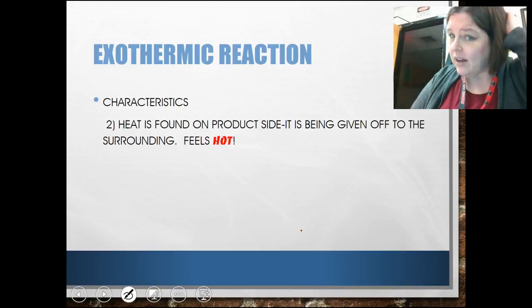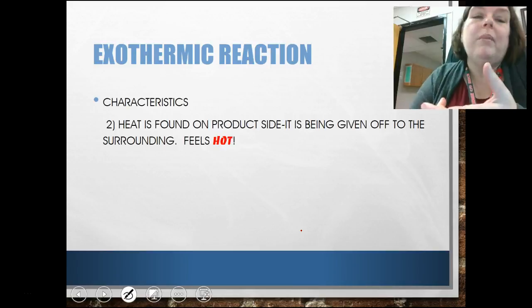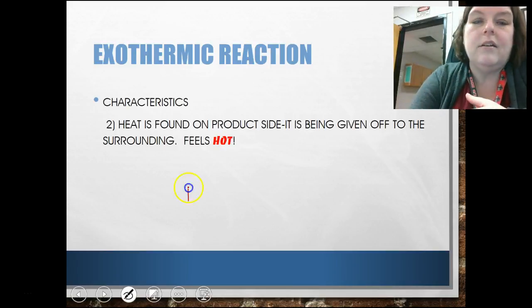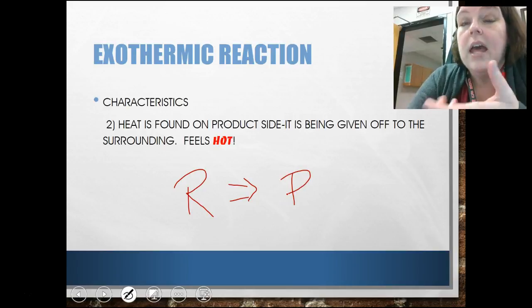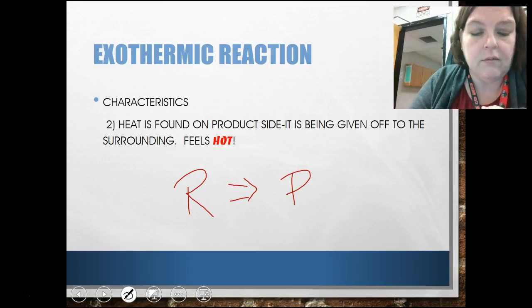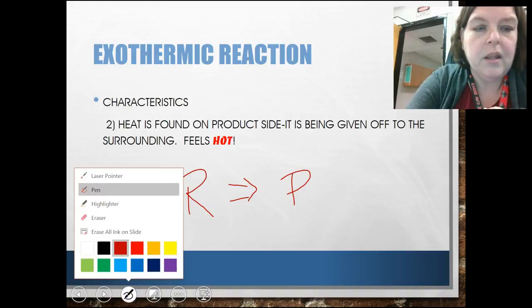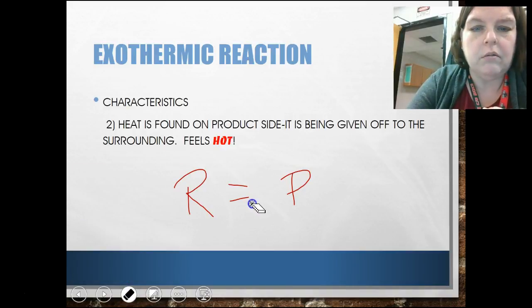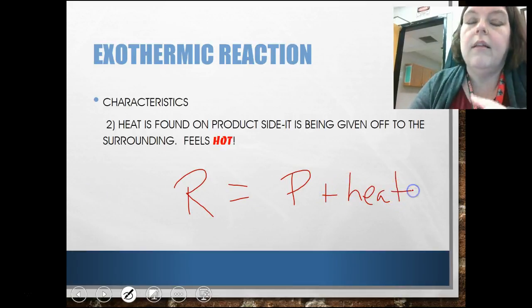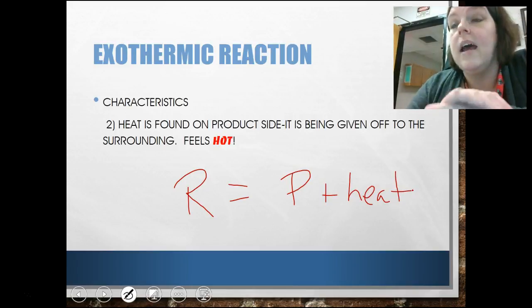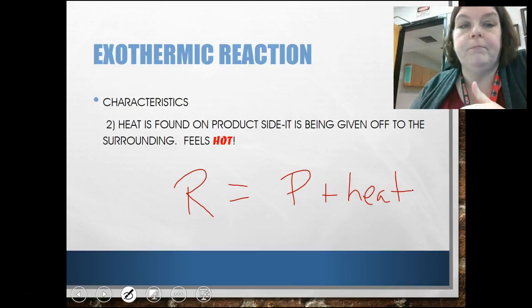Okay, heat is found on the product side. Why? Well, because it feels hot. So reactants have more energy than the products, right? There are the products, but the reactants had more energy to begin with. How do we balance it out and make it, instead of looking like a weird little symbol right there, how do we make them equal? Well, we have to add the heat energy right here. That makes them equal because the reactants had more energy overall.